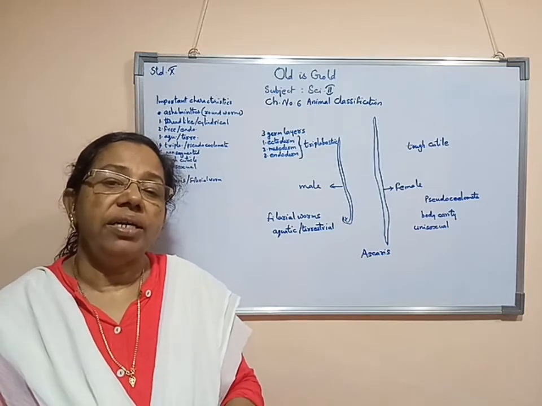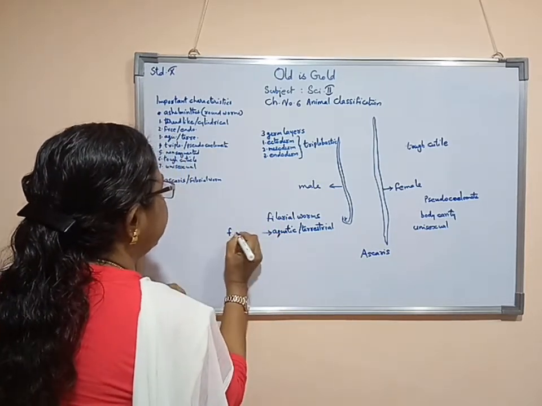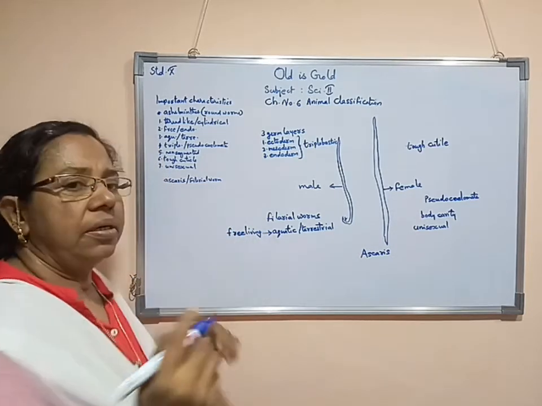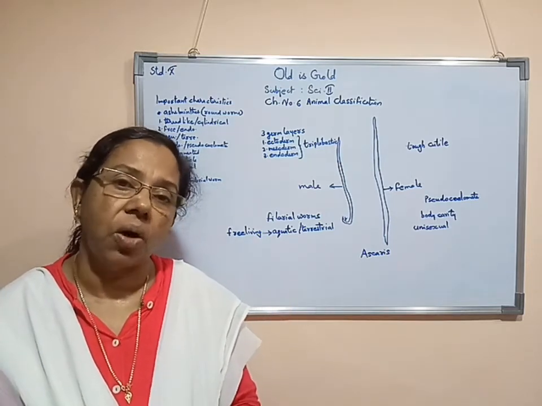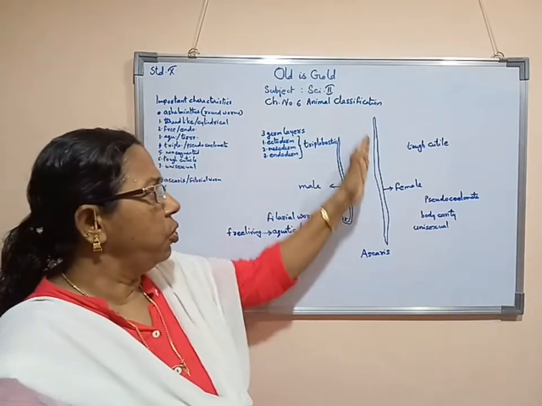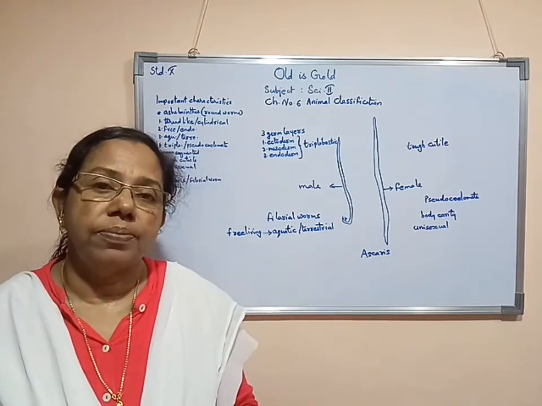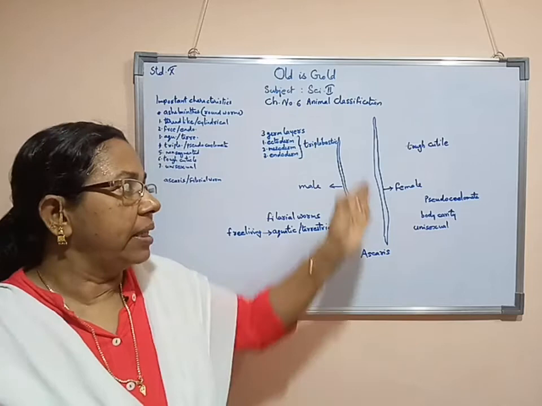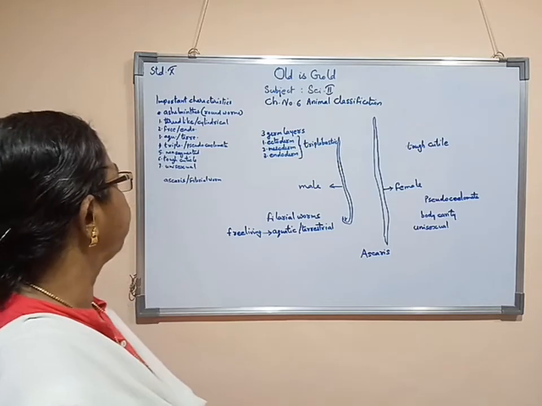Now, aquatic as well as terrestrial ones are free living ones. Free living means they do not depend directly on other organisms. Then their body has no segments. In case of tapeworm, which is a type of platyhelminthes, their body has many segments. But in case of ashelminthes, their body has no segments.